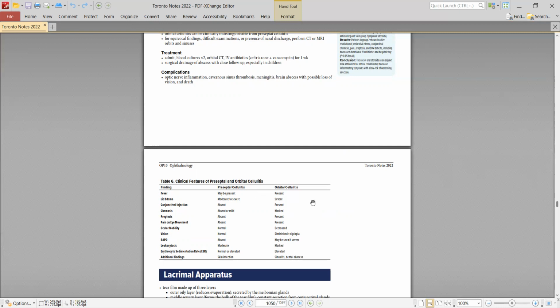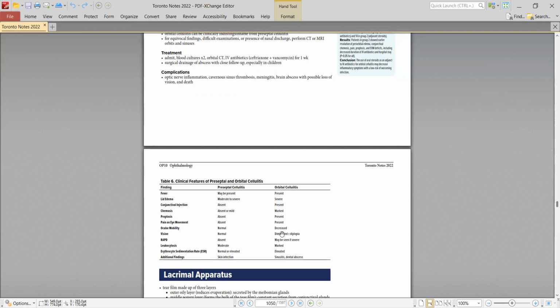Fever is present. It is a very high fever. Lid edema is actually very severe. The eye is so swollen. Conjunctival injection is present, that is, redness overall, redness of the conjunctiva, redness of the cornea. Proptosis is there. The eye is bulging out here. Pain in the eye movements. This definitely signifies infection.